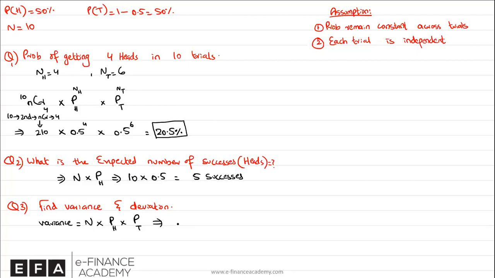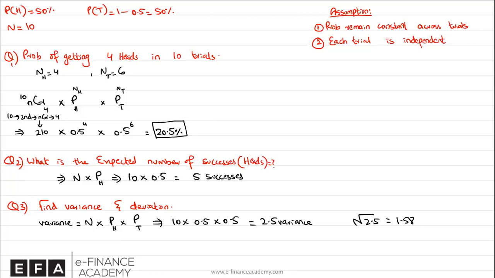So the variance is around 10 times 0.5 times 0.5, and the answer is 2.5. This is the variance, while we need the deviation. So how do we get the deviation? This is our variance. The deviation will be the square root of 2.5, and that gives us 1.58. That means on average you're expecting 5 successes, but it could deviate by around 1.58.